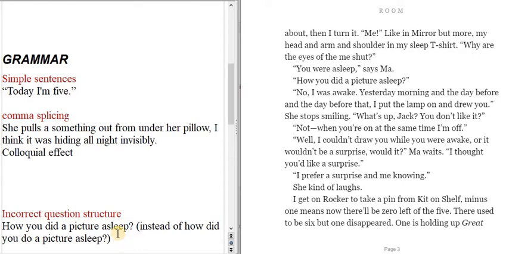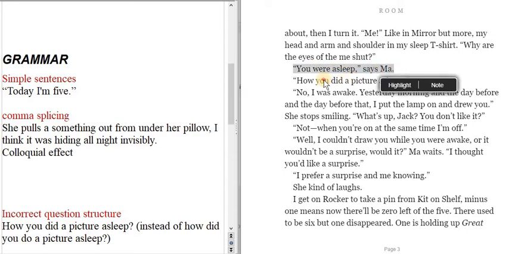Little kids do have difficulties putting sentences together, and the sentence structure of a question is one of the last things that a small child develops in their speech. It's one of the last things that falls into place. So this "how you did a picture asleep" instead of "how did you do a picture asleep" is very realistic. I think Donoghue must have noticed this from her own kids, noted it down and replicated it in the book. And we can see it in the text here.